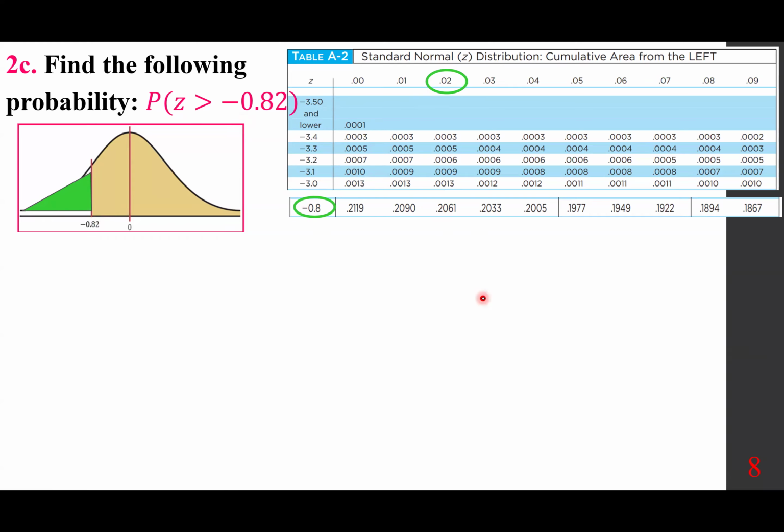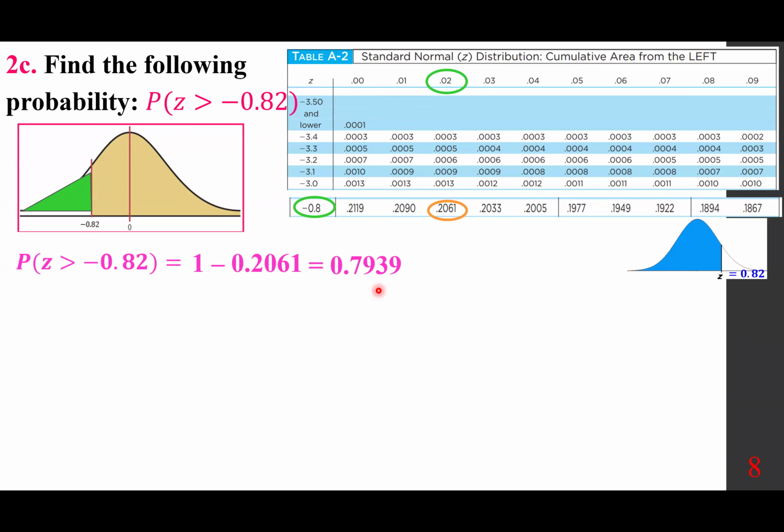And remember, inside is the area. I made it larger so it becomes clear. That's the area, but that's the green area, the area to the left. What do we want? We want the area to the right. So complementary event, 1 minus this number, and that gives us 0.7939. This area is given in the table, 0.2061, because the total area under the curve is 1. 1 minus that is the answer. And we're done.